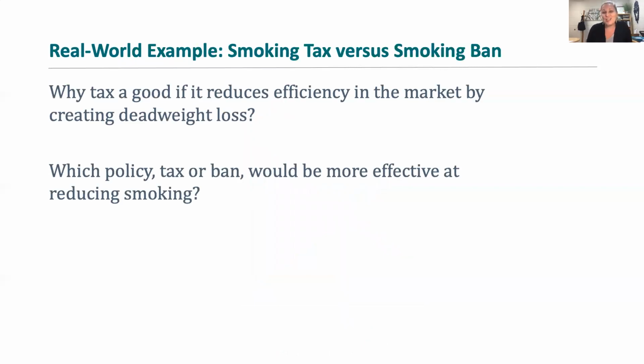The example that we're going to talk about in class is the difference between a smoking tax and a smoking ban. These are two different policies that have been used differently in different regions of the United States with the goal of reducing the consumption of cigarettes. So we're going to talk about whether this is reducing efficiency in the market by creating too great of a deadweight loss, and which would be more effective at reaching the goal that the policy is intended to reach. Do we want a tax or a ban or potentially even something else? We're going to do a Lincoln-style debate in class about these two things and really examine all different sides of each argument.